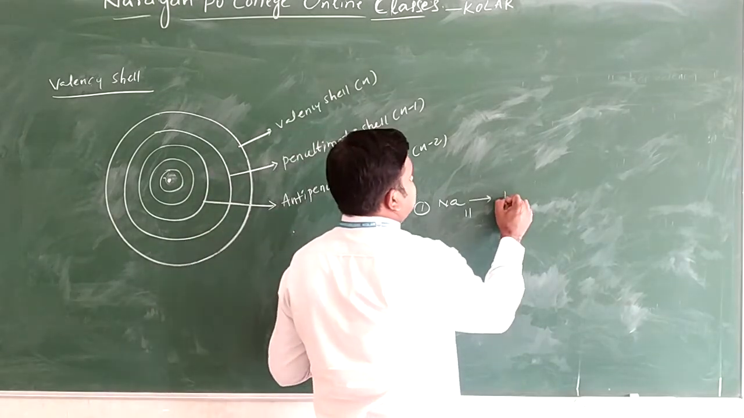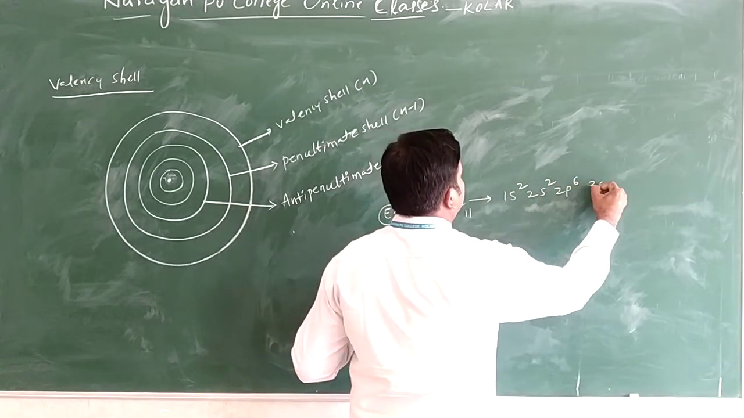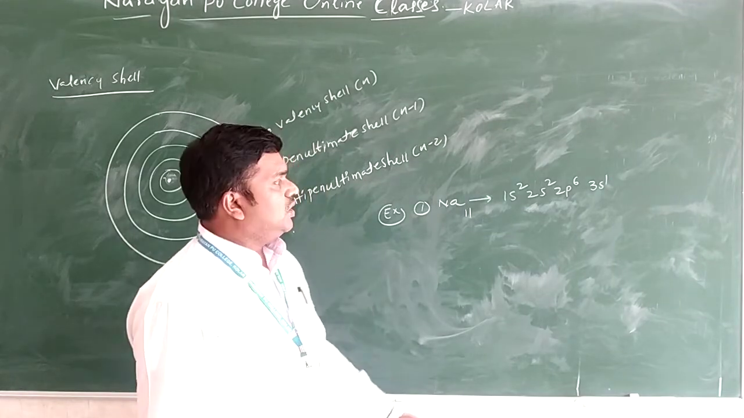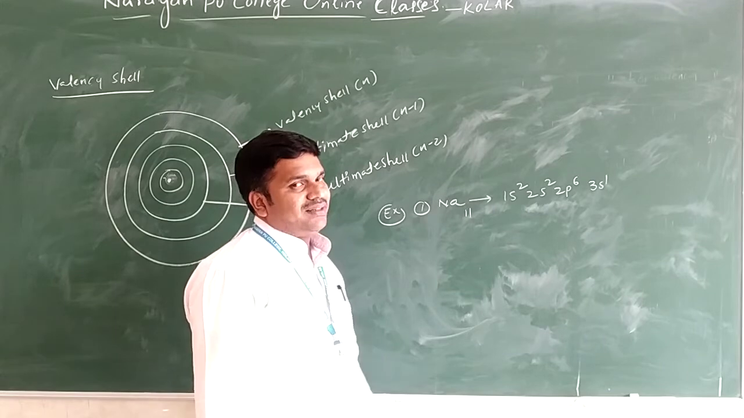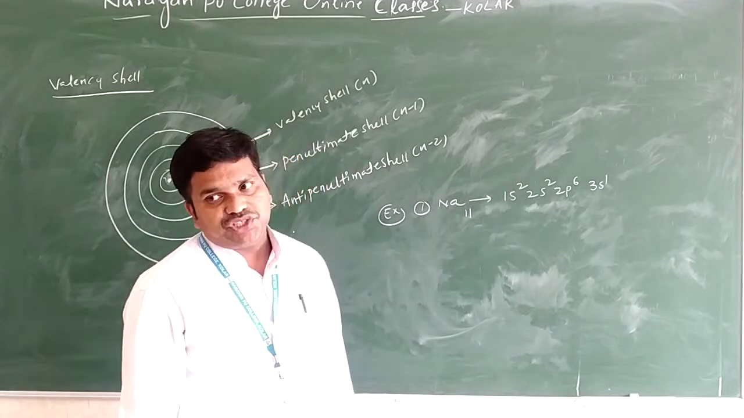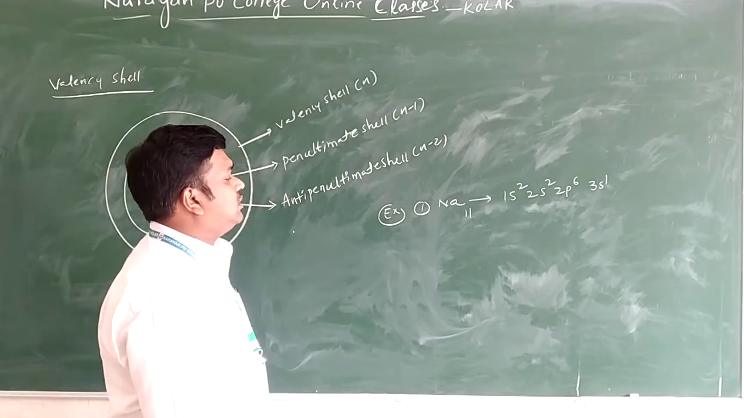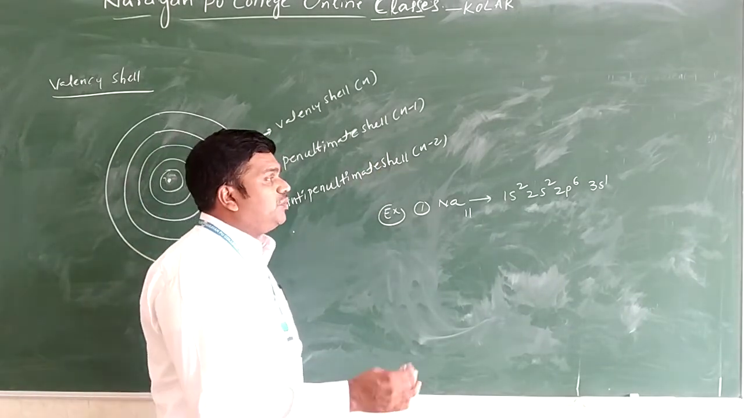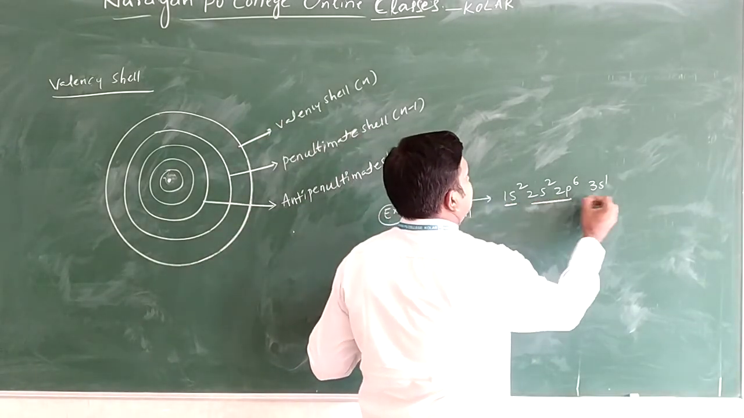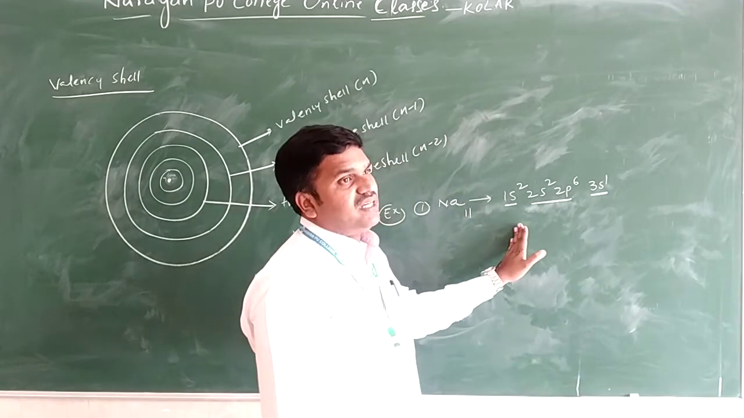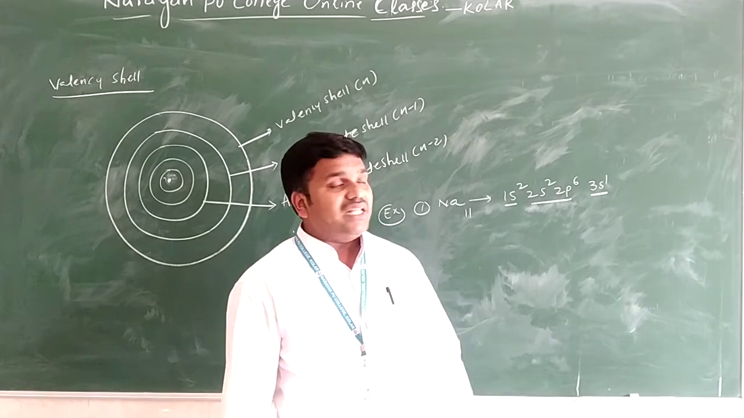Just I'm writing like this here: 1s2, 2s2, 2p6, and what? 3s1 we have. This is the electronic configuration of which element? Sodium. So from this we have to find out how many valence electrons the sodium element contains. So this is the first shell, this is the second shell, this is the third shell. Third shell is what shell? It is the valence shell only.